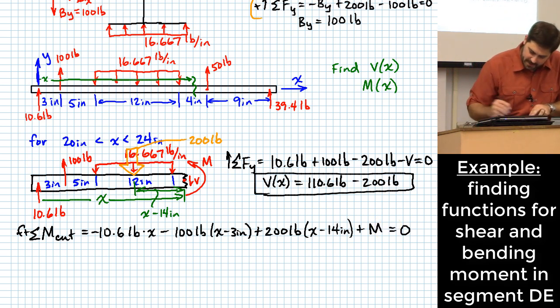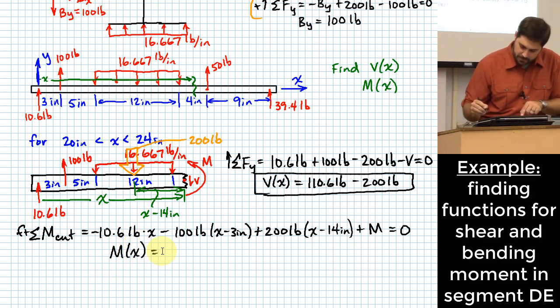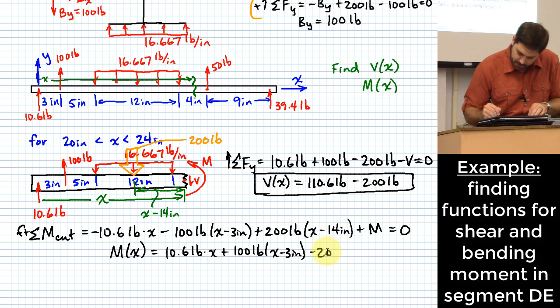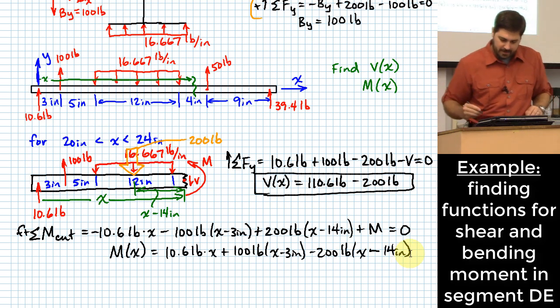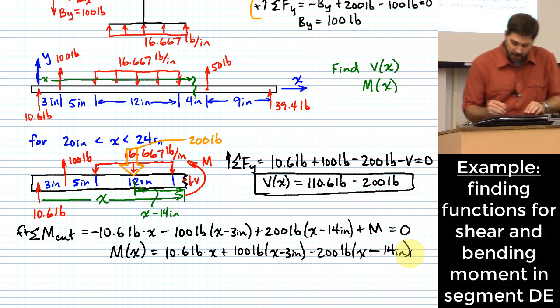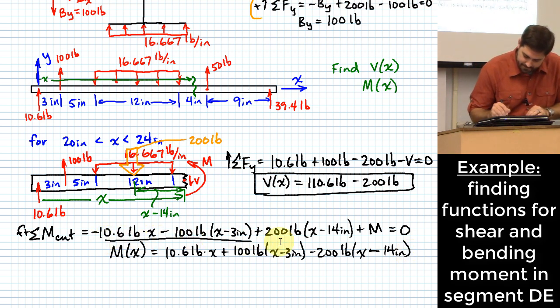So then that means M of x is going to be equal to 10.6 pounds times x plus 100 pounds times x minus 3 inches minus 200 pounds times x minus 14 inches. Okay? So probably nothing surprising there.